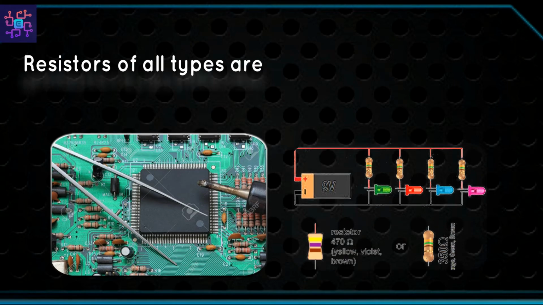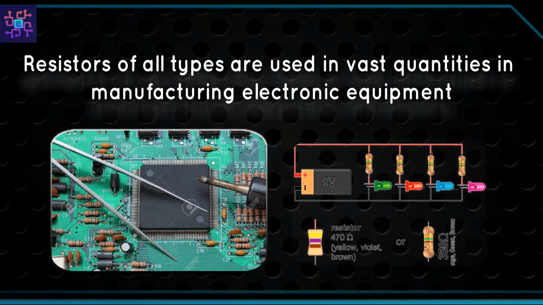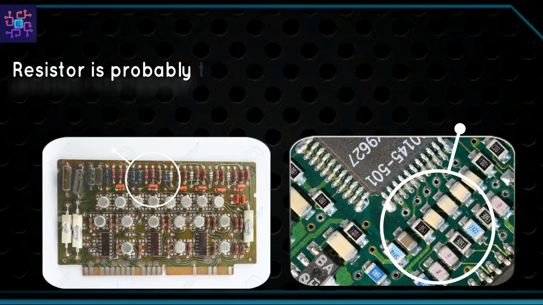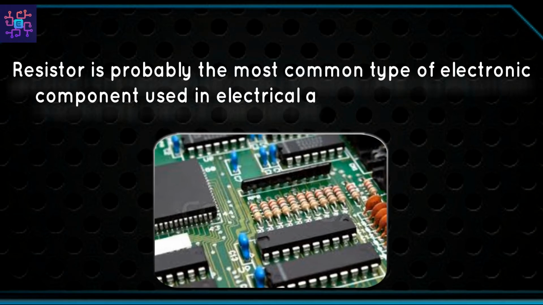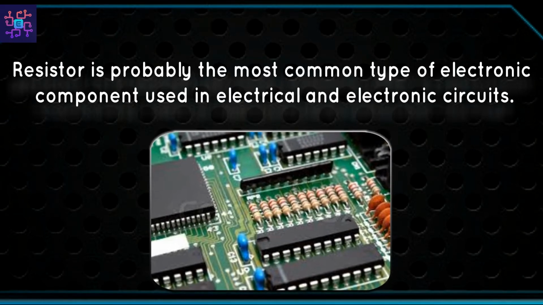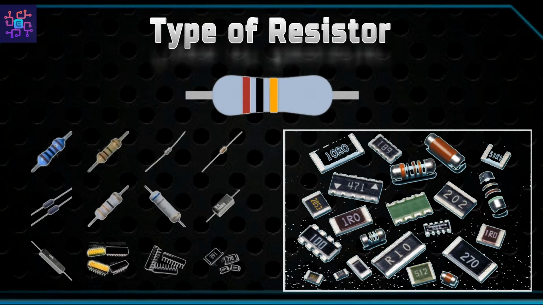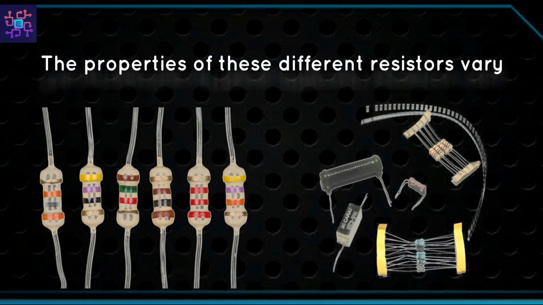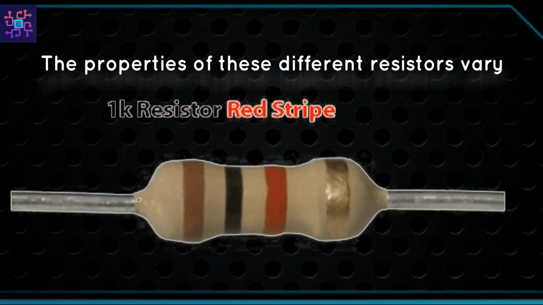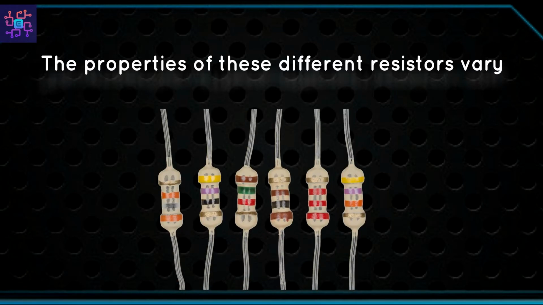So resistors of all types are used in vast quantities in manufacturing electronic equipment. In fact, the resistor is probably the most common type of electronic component used in electrical and electronic circuits. There is a large number of different types of resistors that can be bought and used. The properties of these different resistors vary, and it helps to obtain the right type of resistor for any given design to ensure that the best performance is obtained.